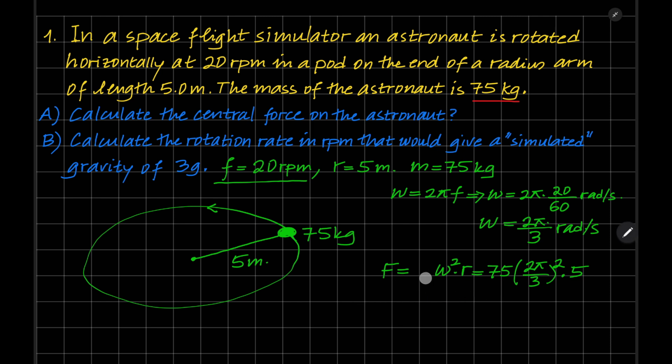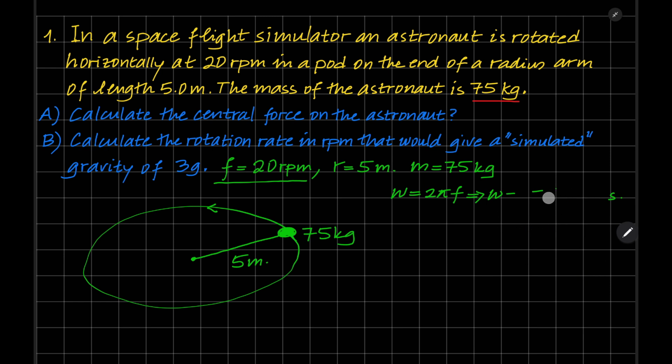Okay, let me write this part and solve. The mass is equal to 75 kilograms. For choice B, if you consider choice B, calculate the rotation rate in revolutions per minute that would give a simulated gravity of 3g.